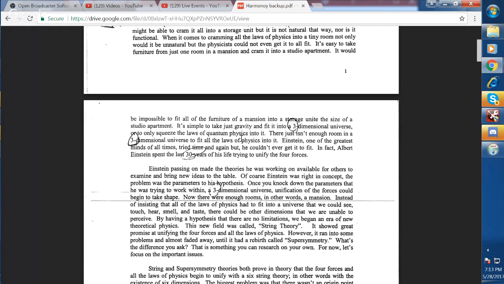Einstein passing on made these theories he was working on available for others to examine and bring new ideas to the table. Because, as a backstory, Einstein presented his theory of relativity to all the greatest minds in a lecture hall, and one of the mathematicians actually saw the theory of relativity before Einstein. But because he was nice about it, he said, hey, Einstein gave me the idea, and I would have never been able to solve the theory of relativity unless Einstein mentioned it to me. So he let Einstein take all the credit. So Einstein didn't even solve the theory of relativity. It was this other mathematician.